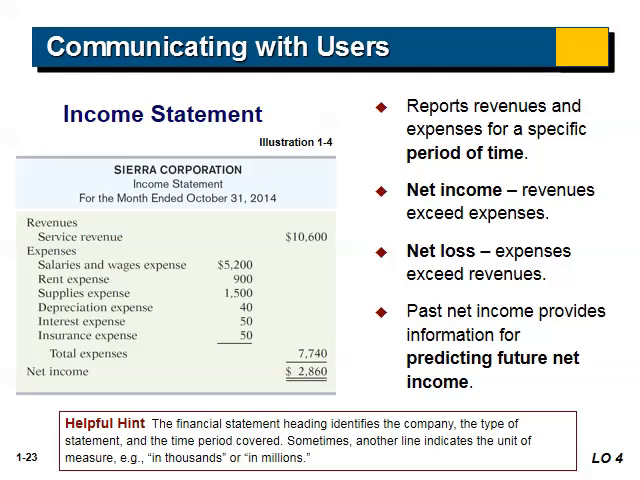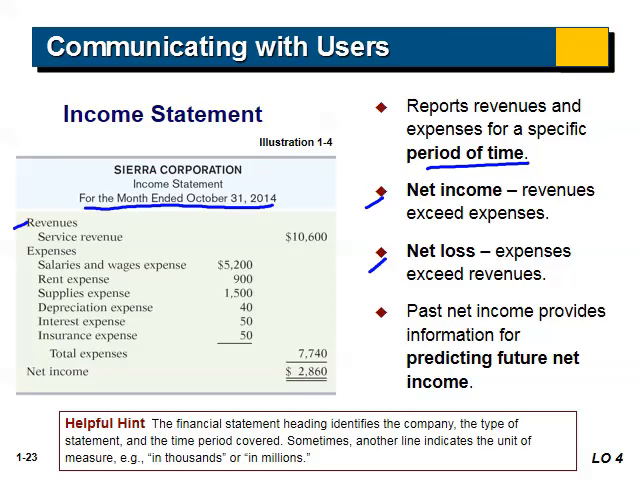Let's talk about the income statement. The income statement is the difference between revenues and expenses. So it reports revenue for a specific period of time. Notice, for example, it says for the month ended October 31st, 2014. So for 1 month, what were my profits? For 1 month, what were my revenues? What were my expenses? So if revenues exceed expenses, you'll have a net income. If expenses exceed revenues, you'll have a net loss. And why do we care about that? Because companies' users are going to use your net income to help predict future net income.